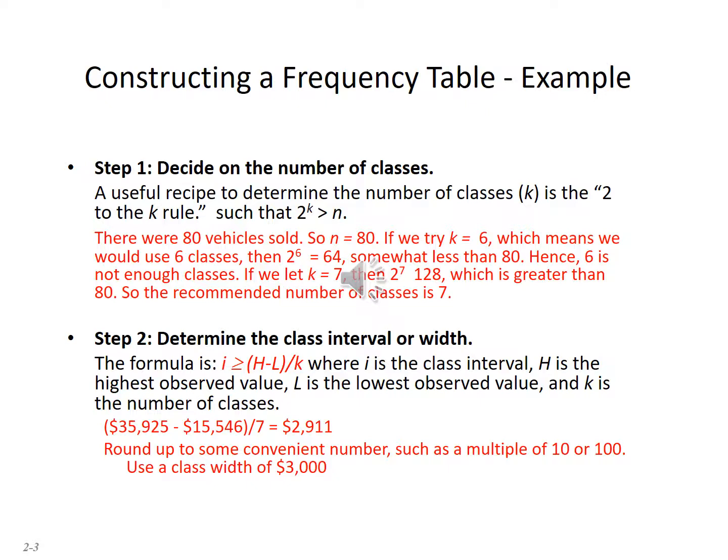$35,925 minus $15,546, divided by 7, equals $2,911. Round up to some convenient number, such as a multiple of 10 or 100. Use a class width of $3,000.